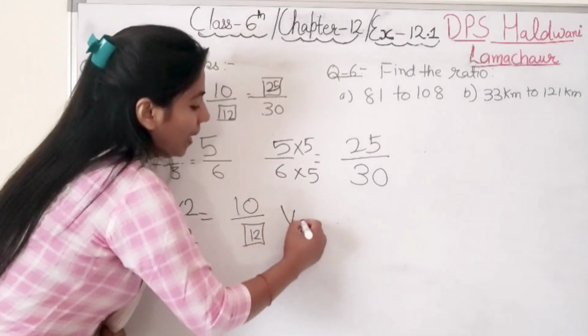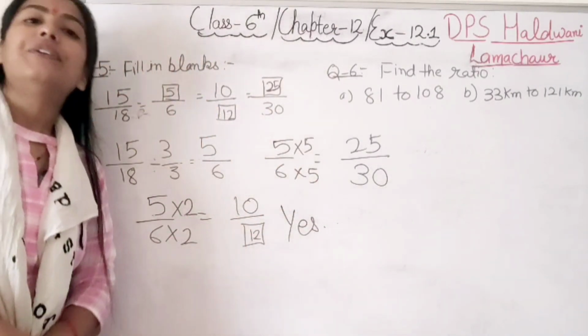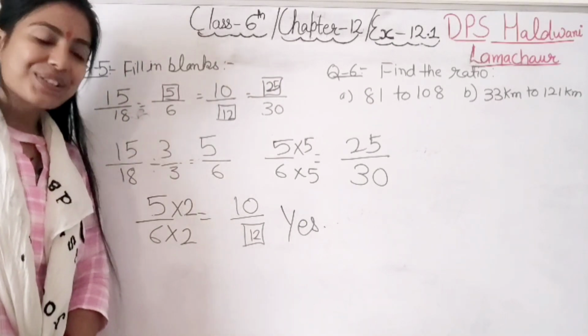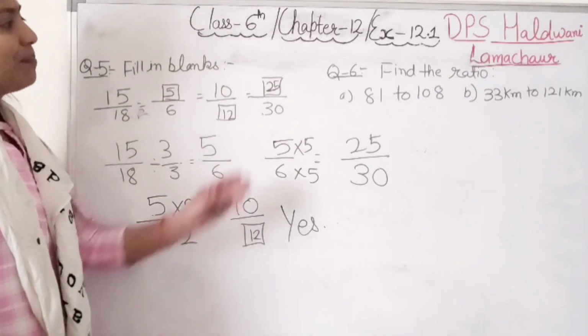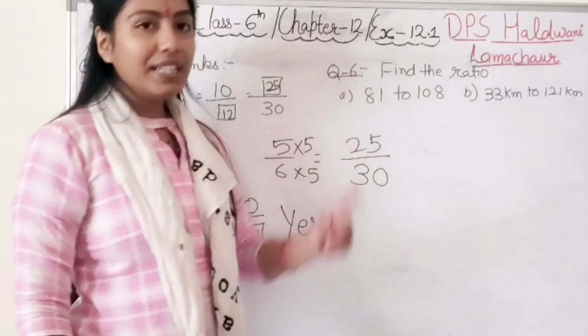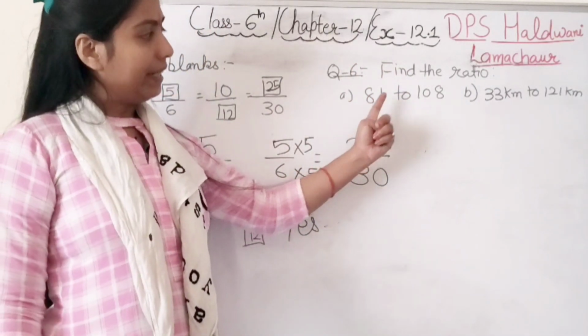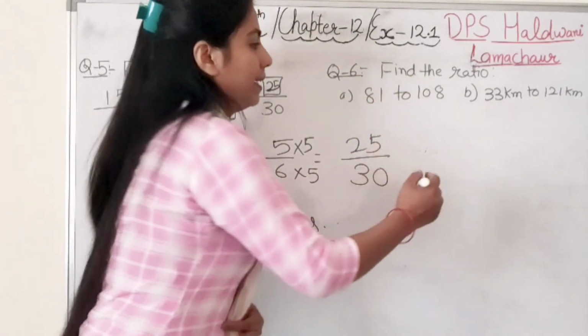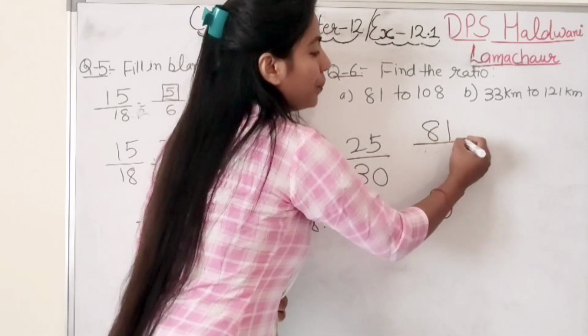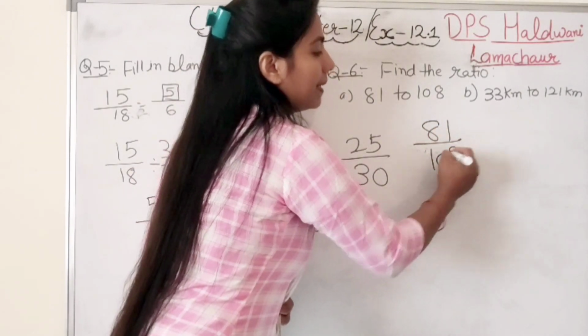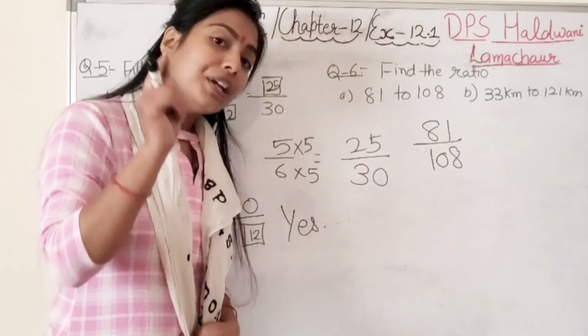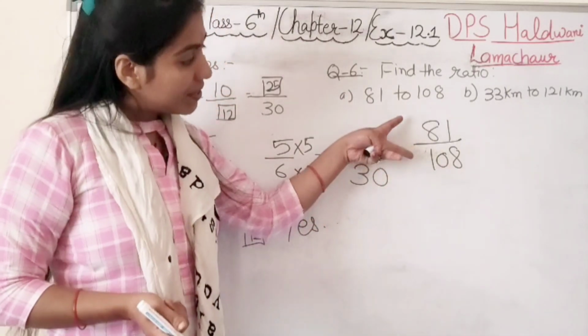Yes. All are equivalent ratios. Right, student? Very simple. Now coming to our question number 6. Find the ratio. A part: 81 to 108. Now reduce it into the lowest term because it's a fraction.